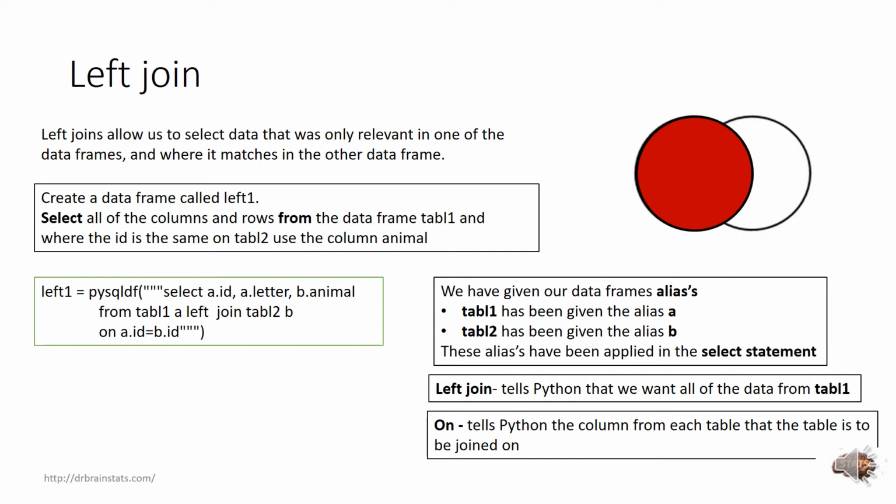So we can look at the script. Now, we have given our data frames aliases. Table1 has been given the alias A. Table2 has been given alias B. These aliases have been applied in the select statement. This tells SQL where the column should come from. Left join tells Python that we want all of the data from table1, and the on statement tells Python the column from each table that the table is to be joined on.